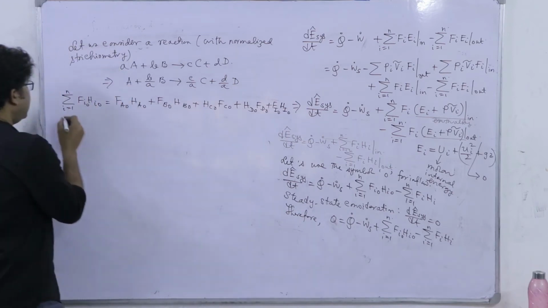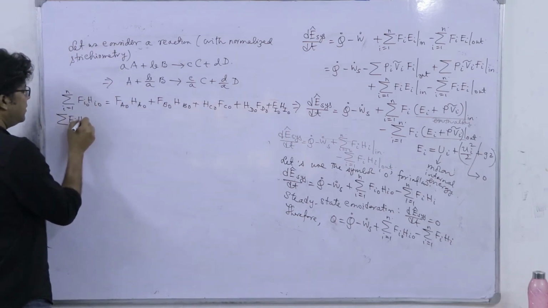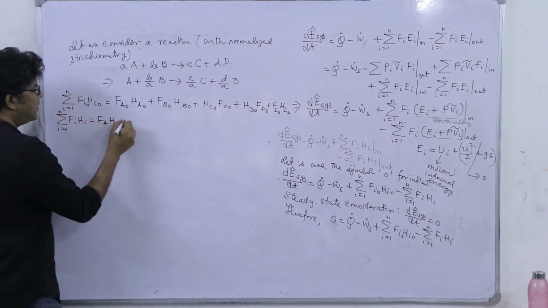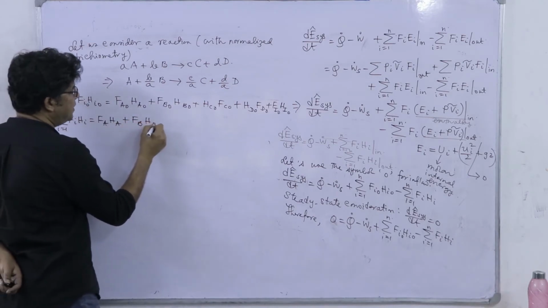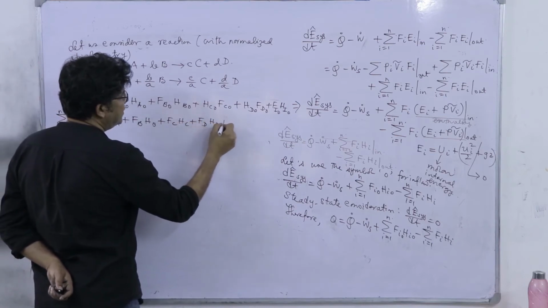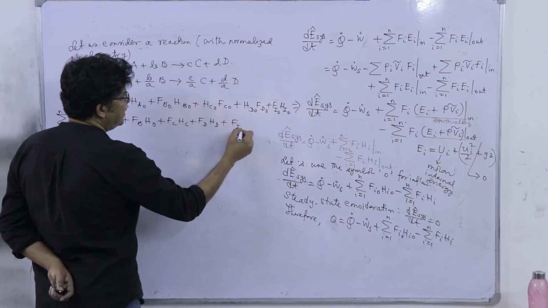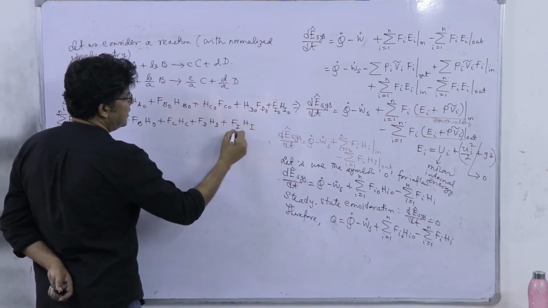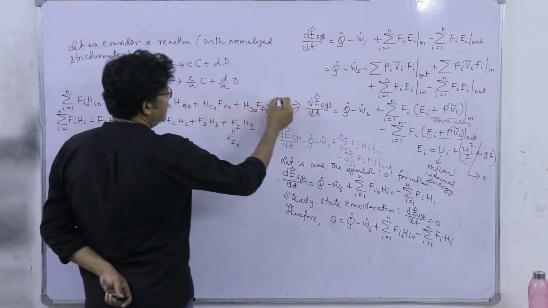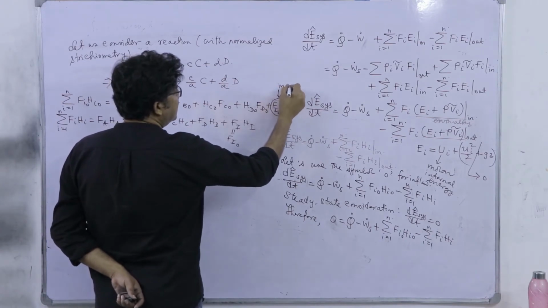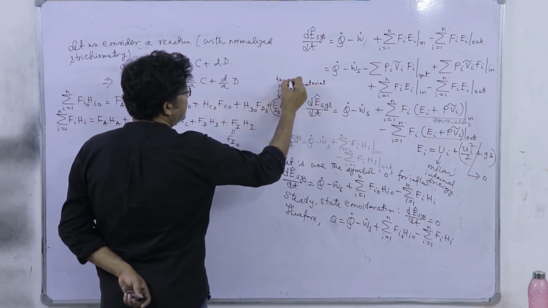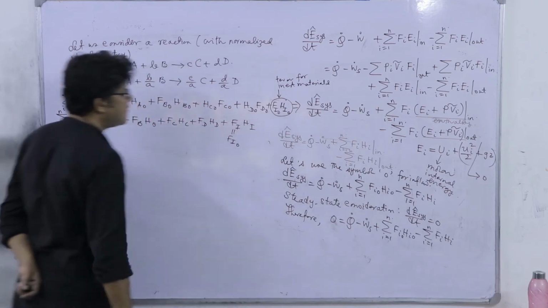Right. And on the other hand, for outflow, the summation FiHi is FaHa plus FbHb plus FcHc plus FdHd plus Fi into Hi. Now, Fi is same as Fi0 because it is inert. So this is the term for inert materials, right.